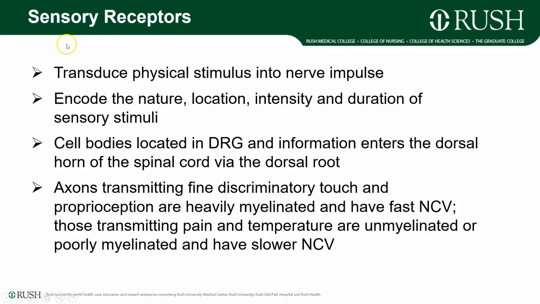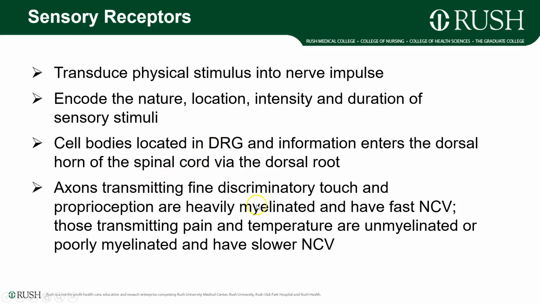In the nervous system, there are lots of sensory elements involved. There are receptors all over the body which are sending signals back to the CNS. So they are physical stimuli which are being passed on to the central nervous system. They encode a number of pieces of information such as the nature of that stimulus, the location, the intensity, as well as the duration. Cell bodies for sensory receptors reside in the DRG, and the information enters there through the dorsal horn.